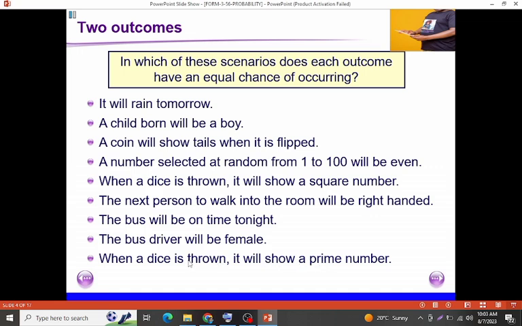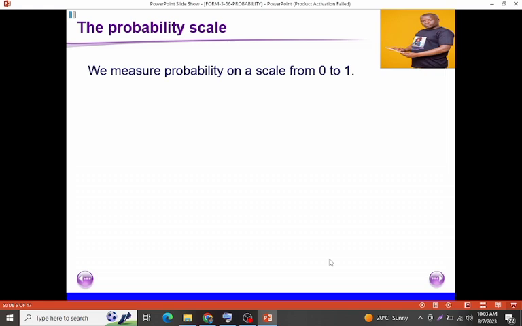So for a dice that has 10 sides, is the probability that a number picked is prime and that it is not prime the same? Alright, that's very good.